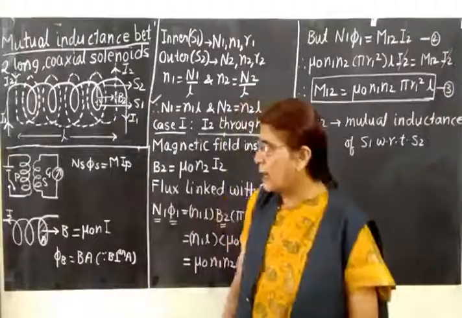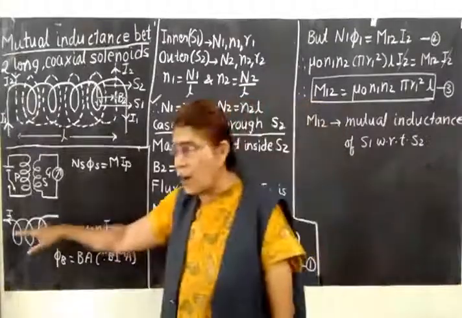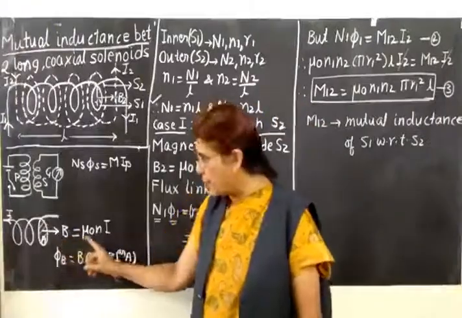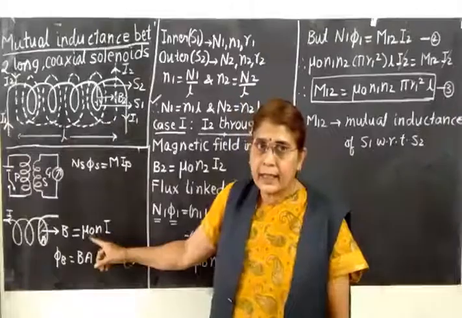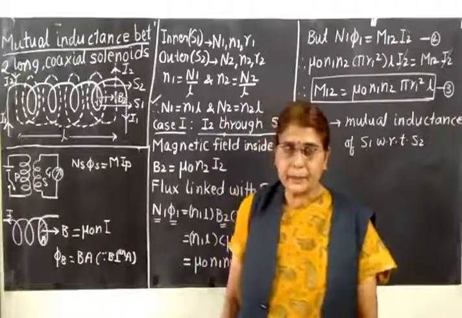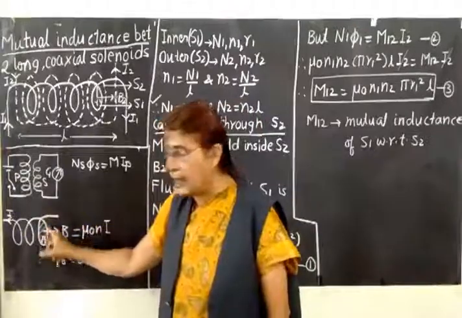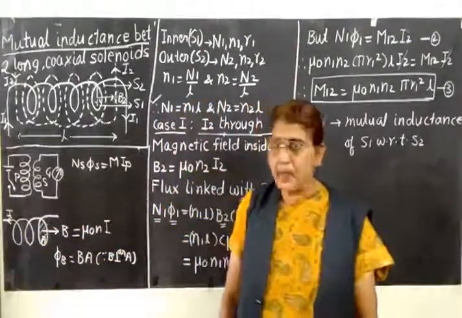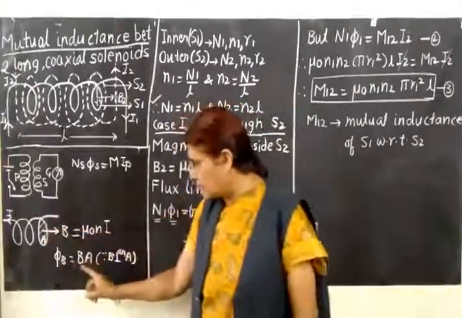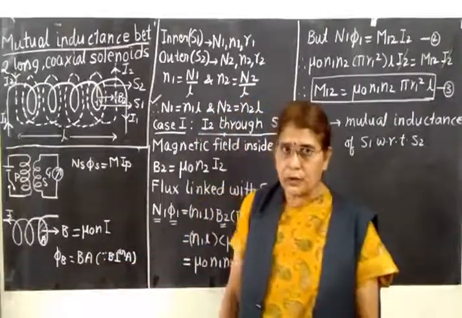Also, we had seen that when you pass current through a solenoid, a magnetic field is produced which acts along the axis of the solenoid, and this value of magnetic field B is given by mu 0 n i, where n is the number of turns per unit length and I is the current through the solenoid. How does this magnetic field act? This magnetic field acts perpendicular to the area of cross section of the solenoid. Suppose the area of cross section of the solenoid is A, then the flux linked with one turn is given by B into A. B is the magnetic field and A is the area of cross section.